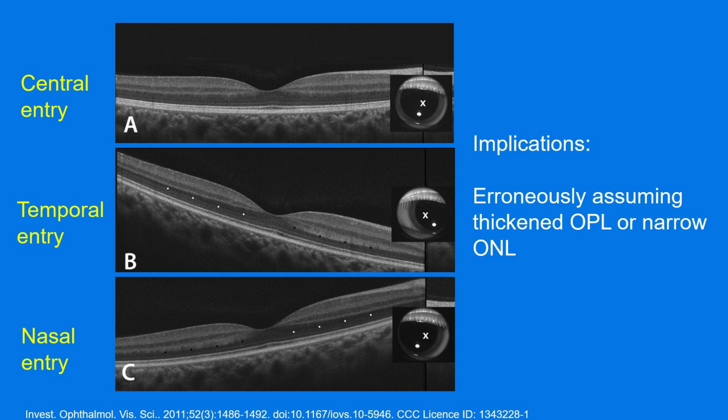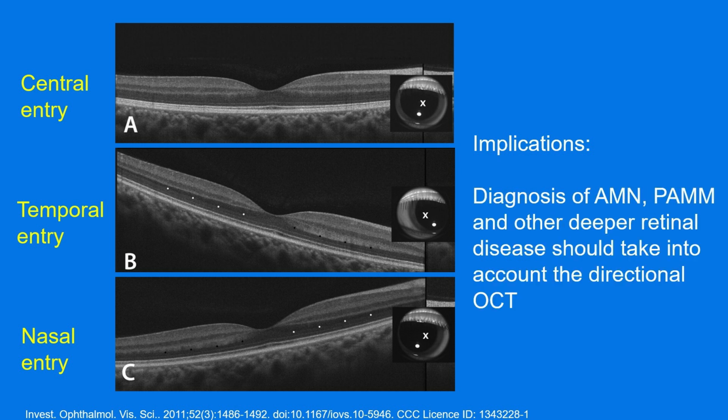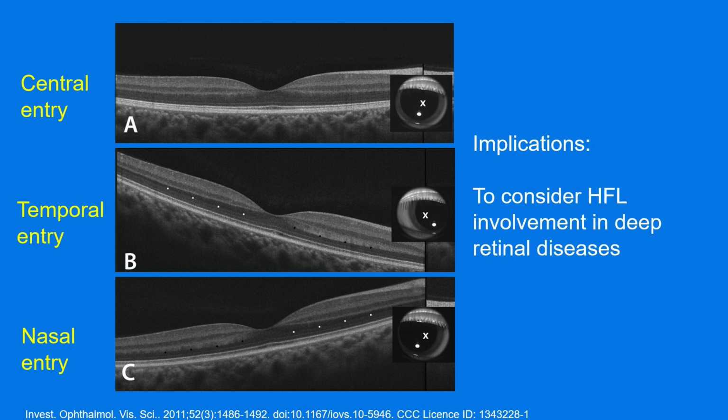But in the actual scenario, if we are aware in our practice that this may not be actual OPL hyperreflectivity or ONL thinning and it may be a result of directional property, then we will be able to differentiate these things from deeper retinal diseases like AMN, PAMM, and we need to take into consideration whether we are actually dealing with hyperreflectivity of OPL, thinning of ONL, or we are simply dealing with a directional property of Henle fiber layer. We need to consider Henle fiber layer involvement in deep retinal diseases.